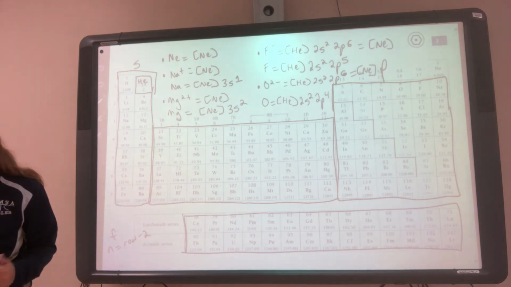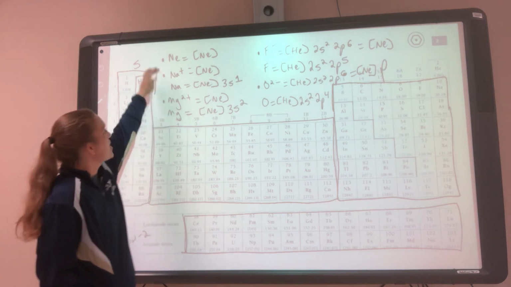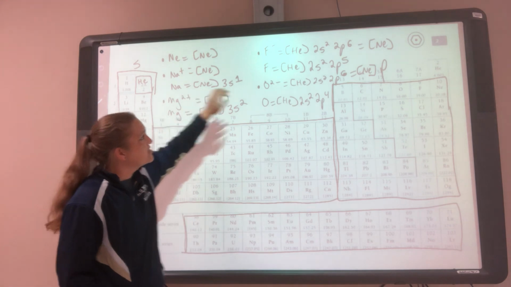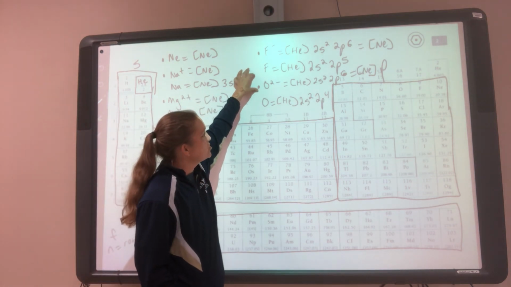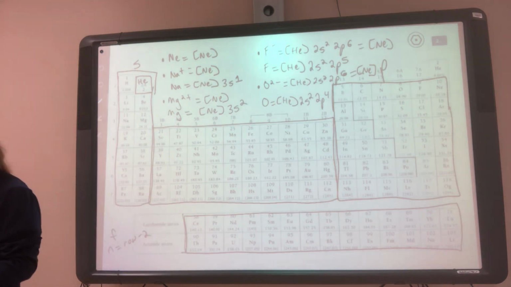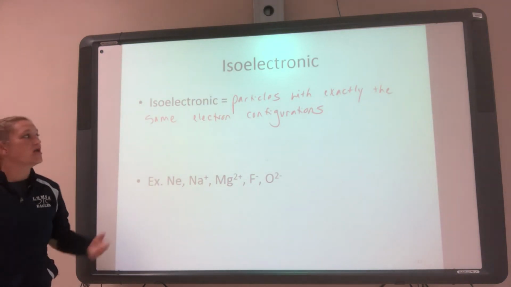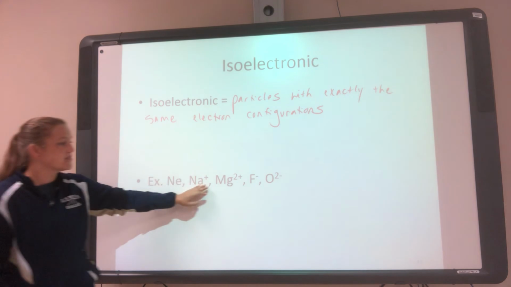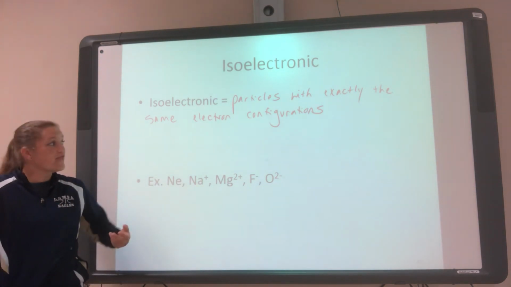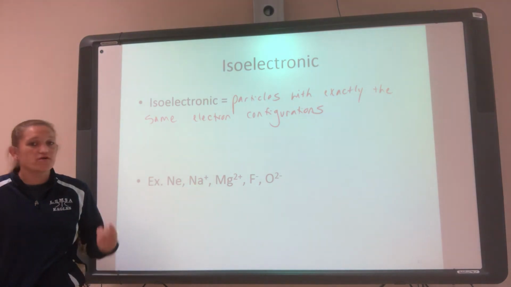All right, so isoelectronic means that each one of these guys, my neon, my sodium plus, my magnesium 2 plus, fluorine minus, and oxygen 2 minus, all have the exact same electron configurations. Remember, that's the definition of isoelectronic. All these guys have the same electron configuration. All right, so that is the end of our discussion on electron configurations.